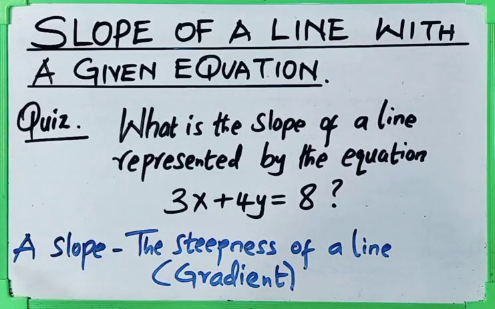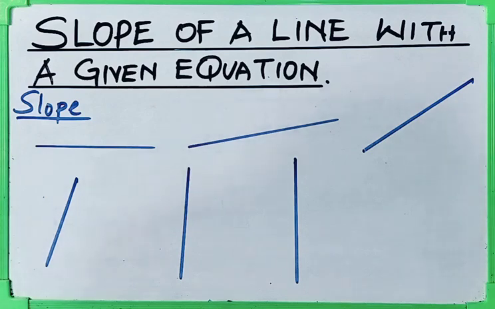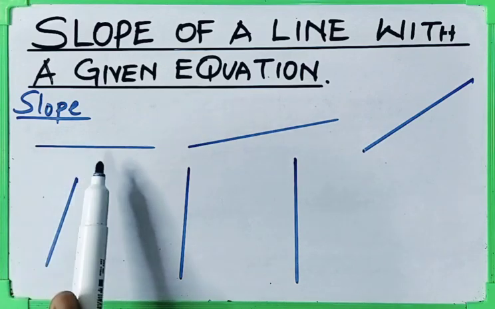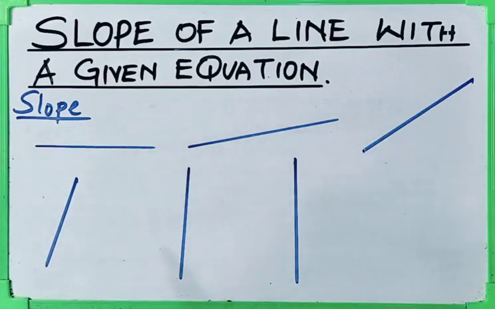Just before I get you into this example where we are given the equation of a line and we are supposed to identify the slope or extract the slope from that equation of a line, look at this. In demonstrating more, look at the several lines that I've drawn for you here. The steepness differs from one line to another. So it means they have different slopes. In other words, they have different gradients.